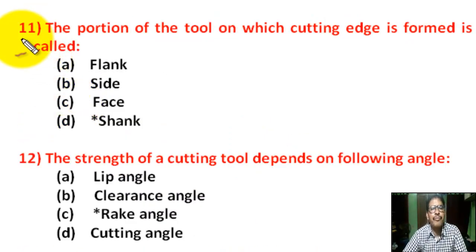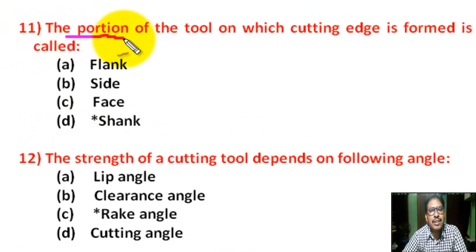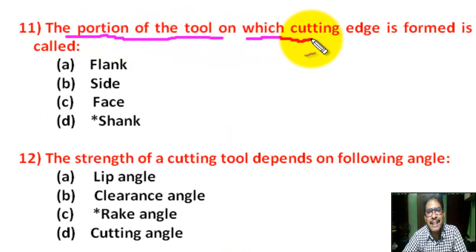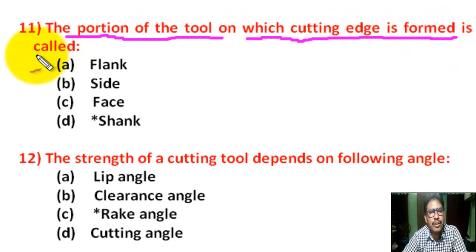Question number 11. The portion of the tool on which cutting edge is formed is called. There are 4 options. Correct answer is D. The portion of the tool on which cutting edge is formed is called shank.